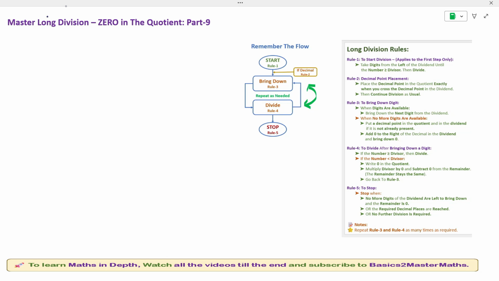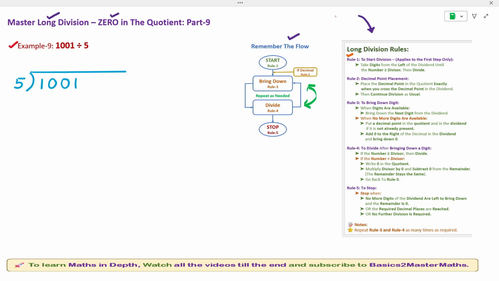Let us learn how to continue the long division to get 0 in the quotient. Please follow the below rules so that you do not make any mistakes. Also, remember the flowchart. Let us solve 1001 divided by 5 by applying the rules.